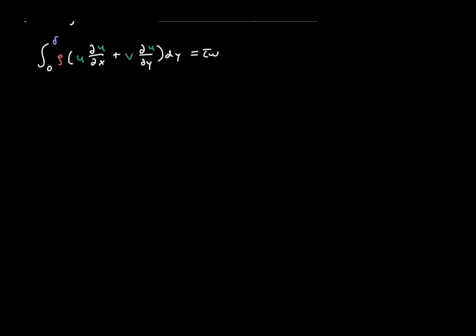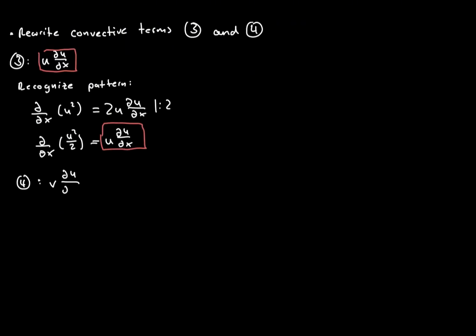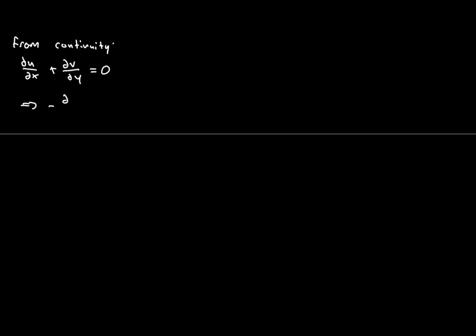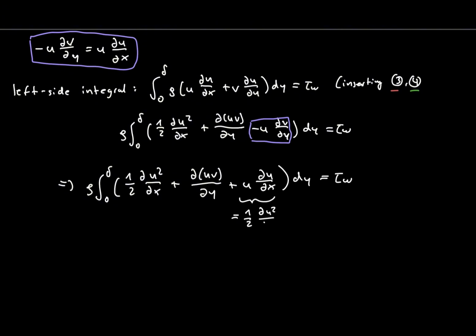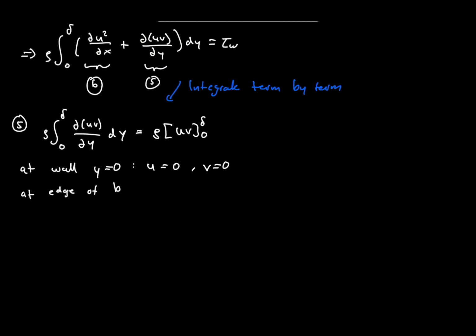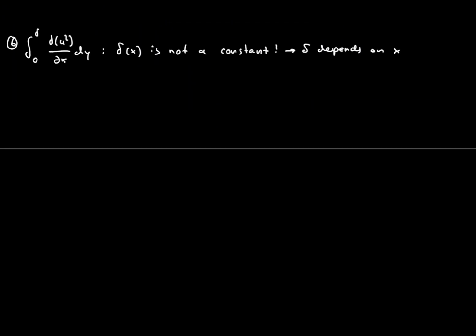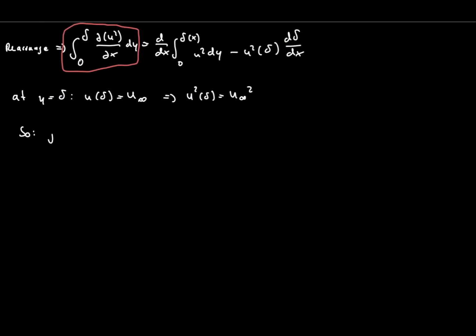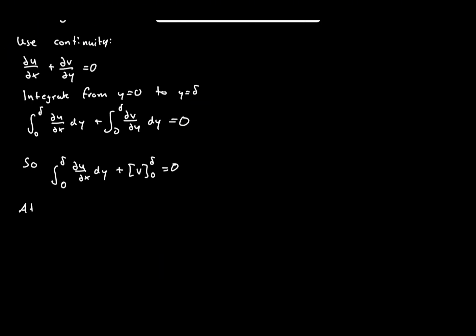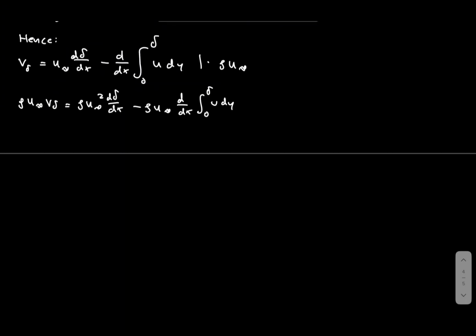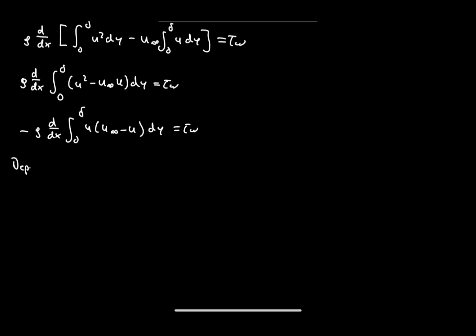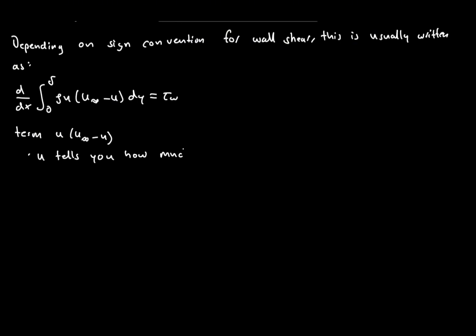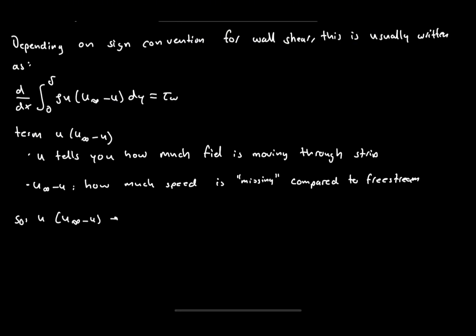Now let's look at the left-hand side. We rewrite the terms using product rules and the continuity equation. After some rearranging, the expression becomes a derivative in x of an integral. We obtain d over dx of the integral from 0 to delta of rho times u times (u infinity minus u) dy equals tau w. This is the integral momentum equation.